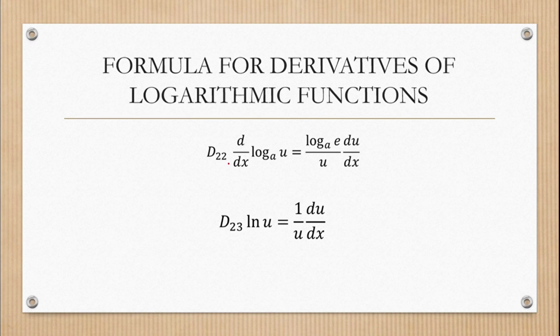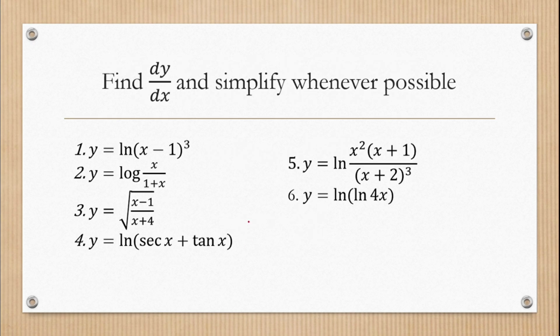These are the formulas for derivatives of logarithmic functions. The derivative of log of u with the base a is equal to log of e with the base a over u, du over dx, and the derivative of ln u is equal to 1 over u, du over dx. Find dy over dx and simplify whenever possible. We have 6 problems that we need to solve today. So let's start with number 1.